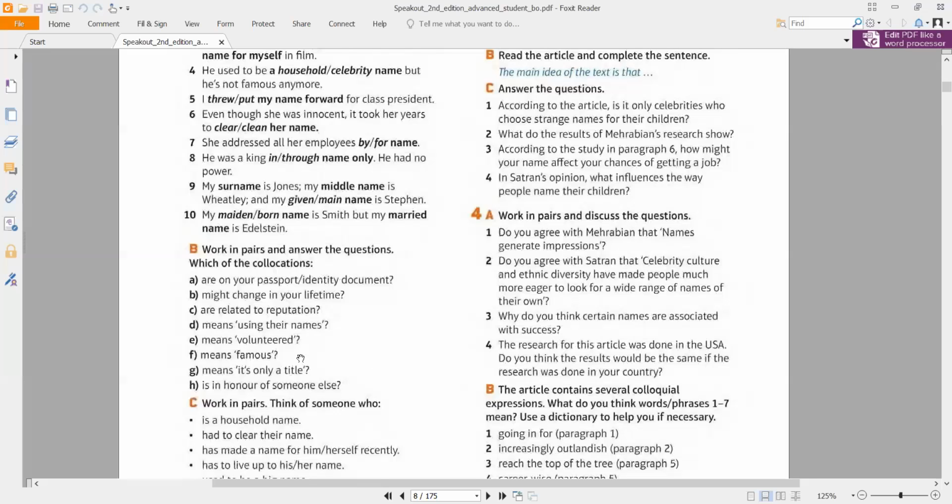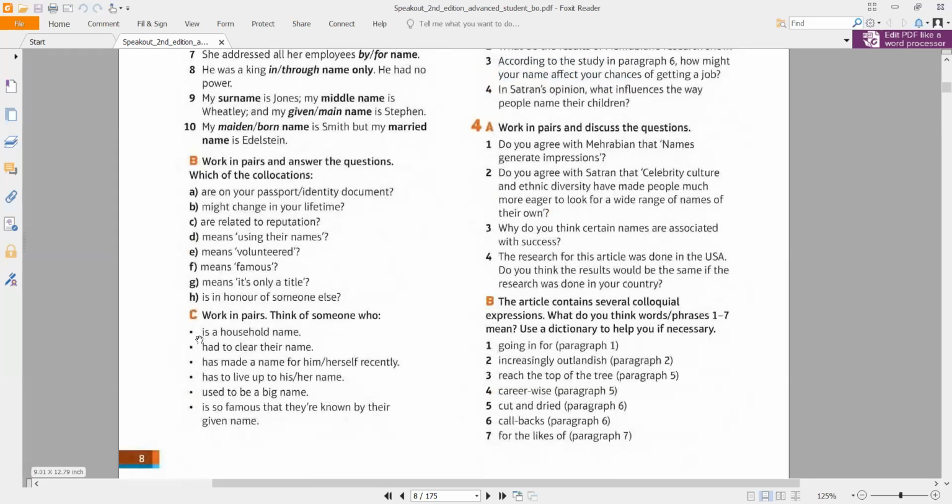Interesting. If you want, we can take a couple of minutes thinking about those questions, and that can be fun. So think about someone who is a household name. Who would you think of?